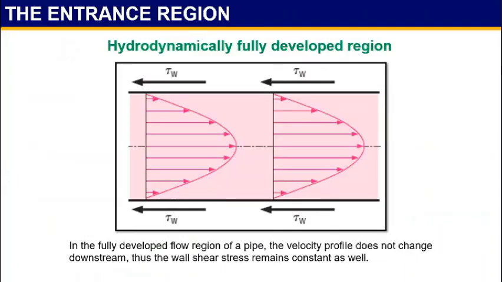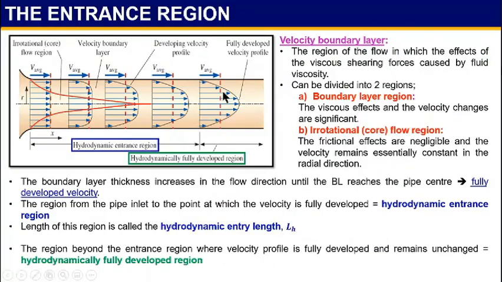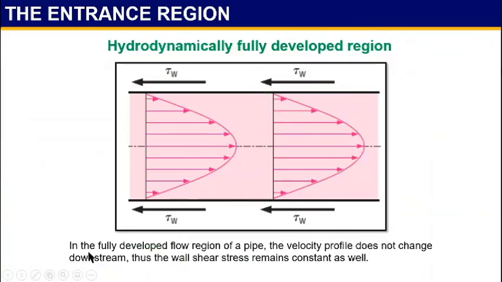Alright, so now the hydrodynamically fully developed region. At this point, the boundary layer is fully developed. In the fully developed flow region, the velocity profile does not change downstream, meaning you will always get this profile downstream because it is fully developed. It cannot be developed again. Thus, the wall shear remains constant as well. That's why the wall shear also remains constant, because it is already fully developed.